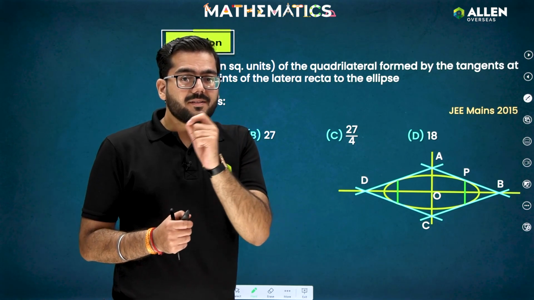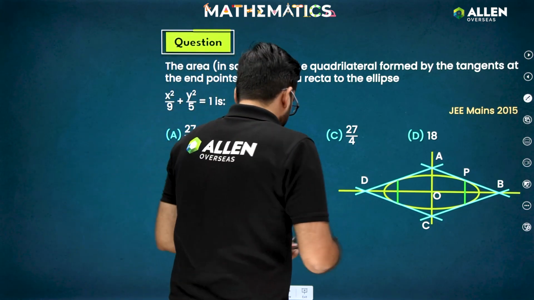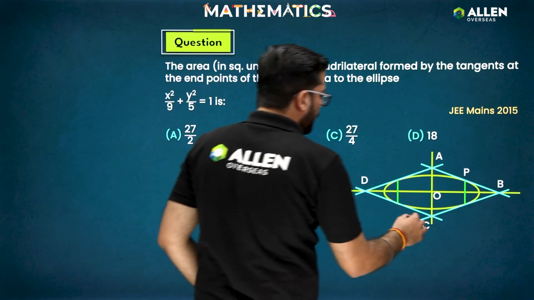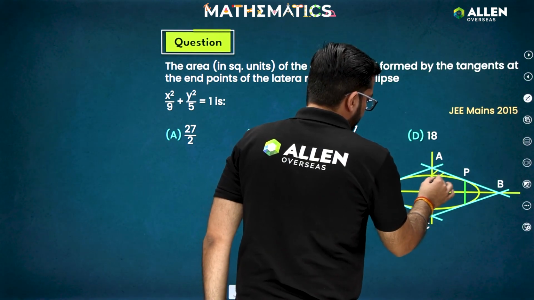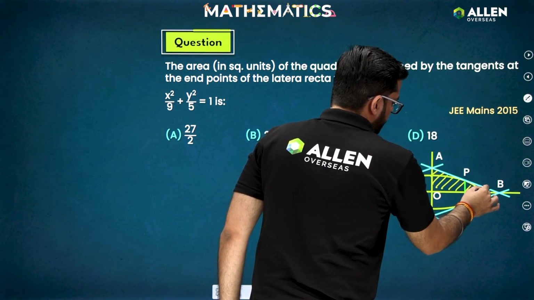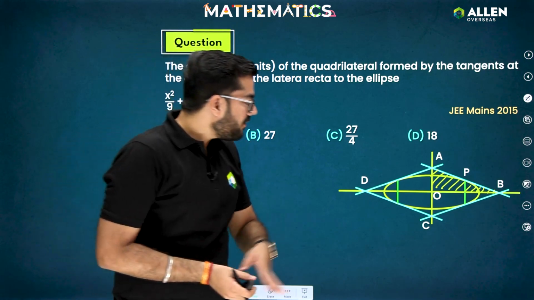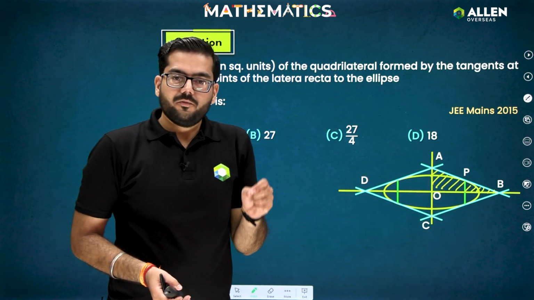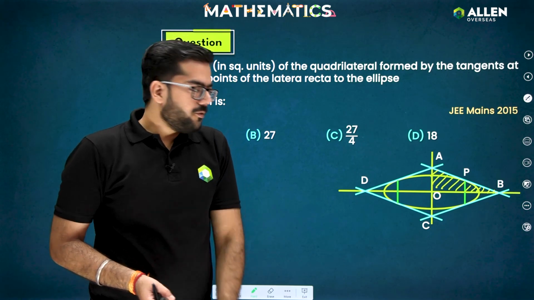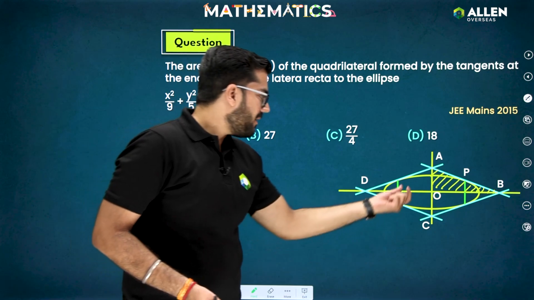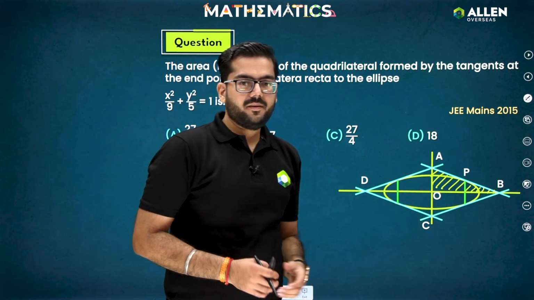But my concept is what? See, I am just going to cover the area of this one, triangle AOB. I will find the area of triangle AOB, and then once we have it, I will multiply it by 4 because of the symmetricity of the curve. Same area we have here as well as here as well as here, right?